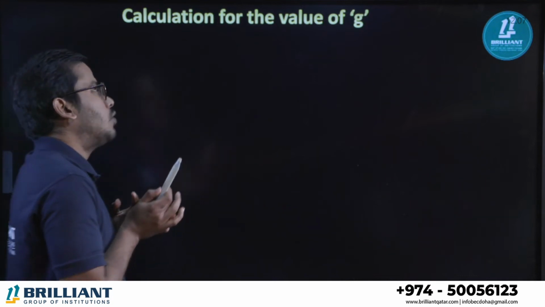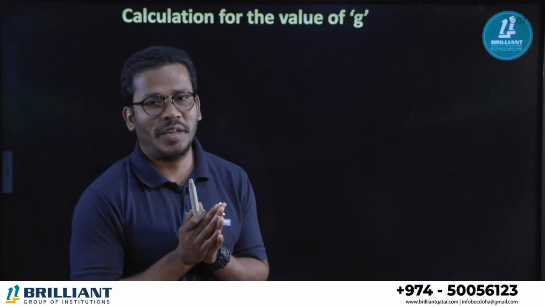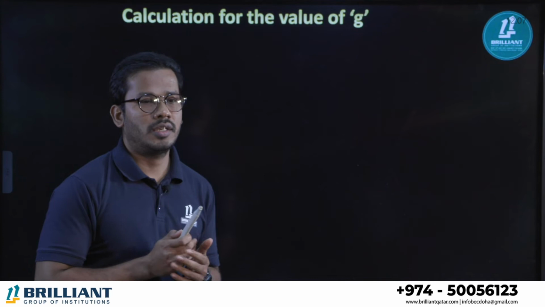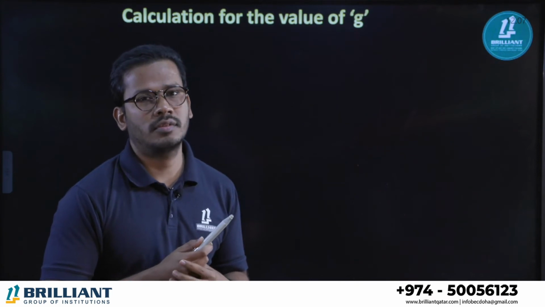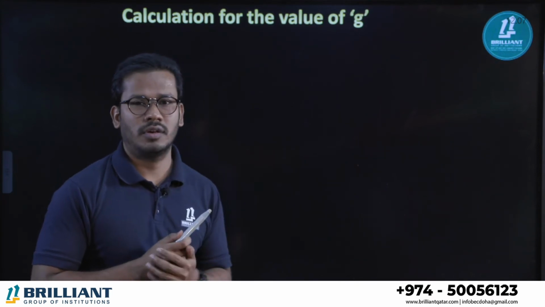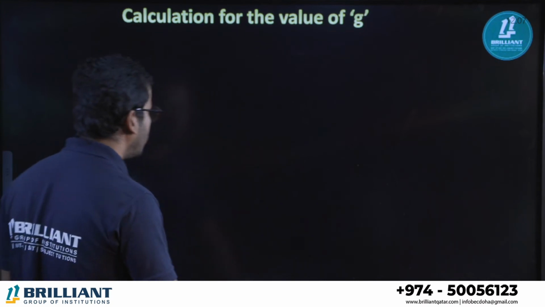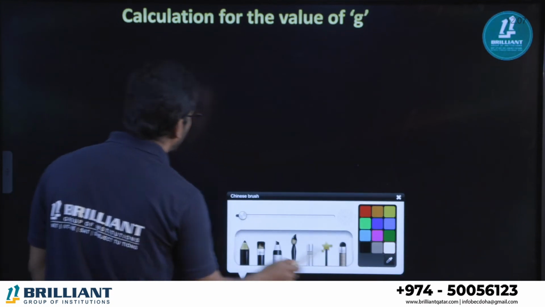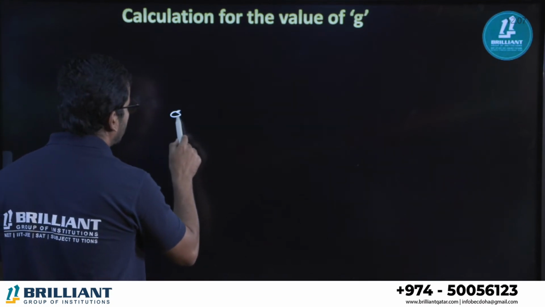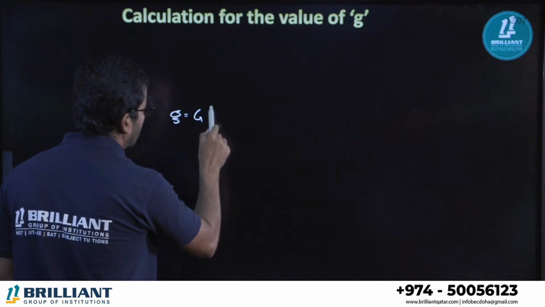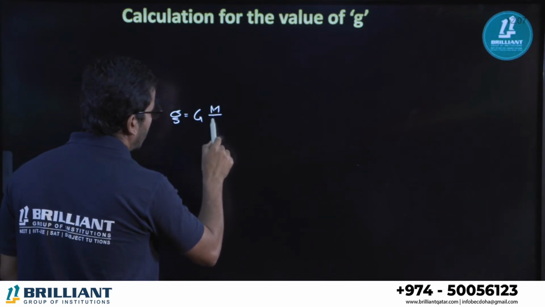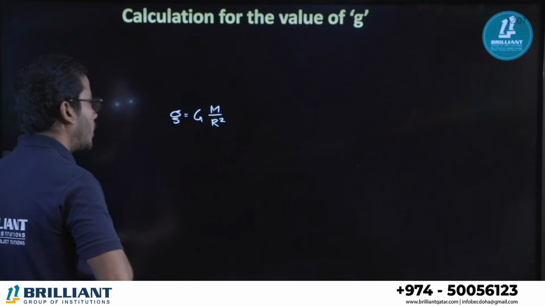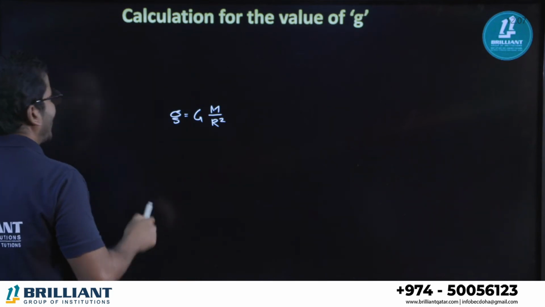The next one is the calculation for the value of g, our main topic, right? How to calculate. Does it come in the exam? Yes, of course. How many marks? It will also give you 3 marks. So what was our formula? Just now we have seen, sir, g equals GM by r square. So what is needed?